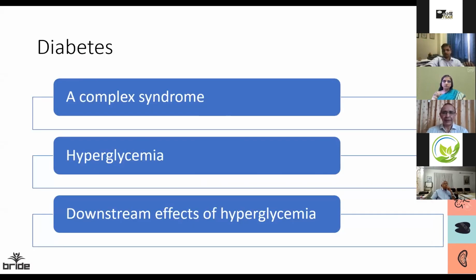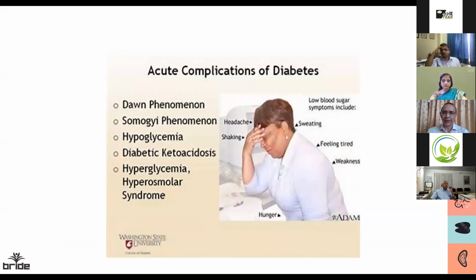All this complexity is made even more complex by the fact that diabetes itself is a very heterogeneous condition. Different etiologies, different clinical presentations, different comorbid conditions, different types of concomitant therapy that are given to different patients. But what we do know is that all the downstream effects of hyperglycemia are the same, irrespective of what the etiology is. We can have acute complications of diabetes.